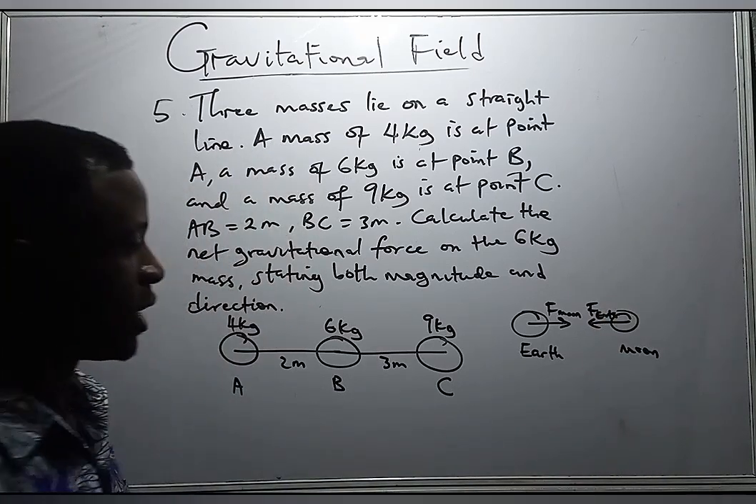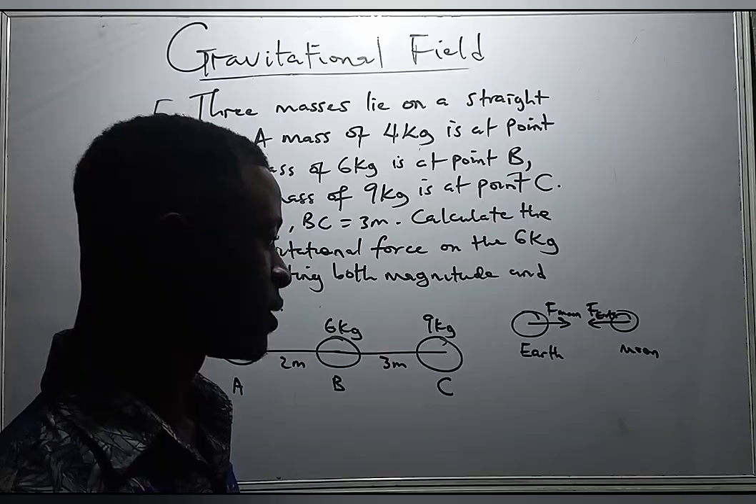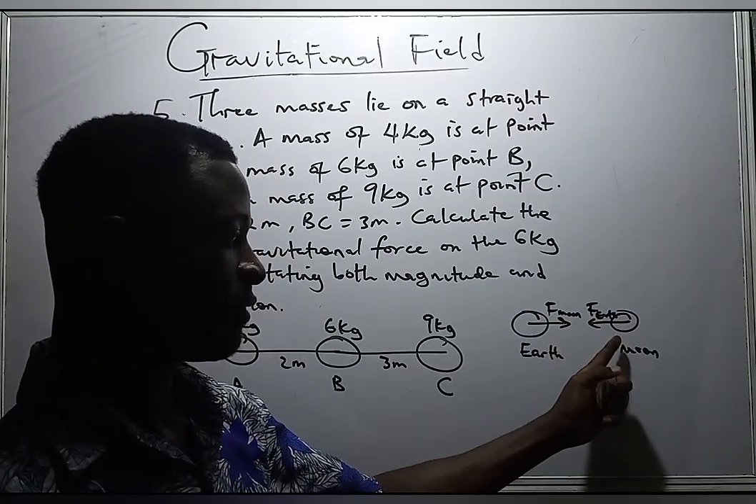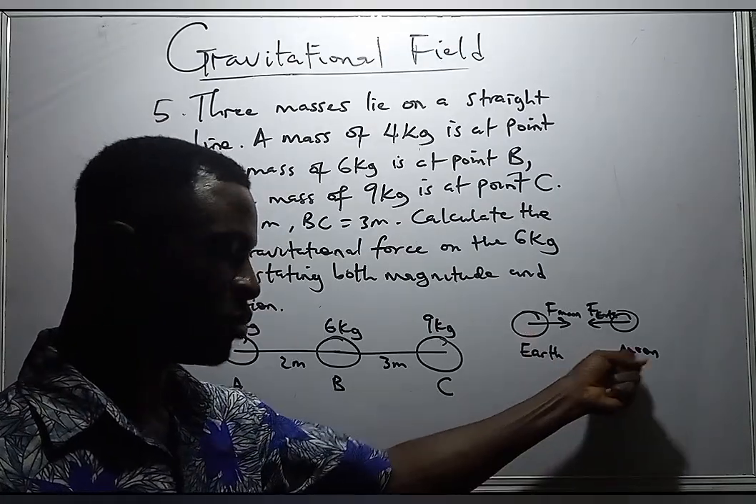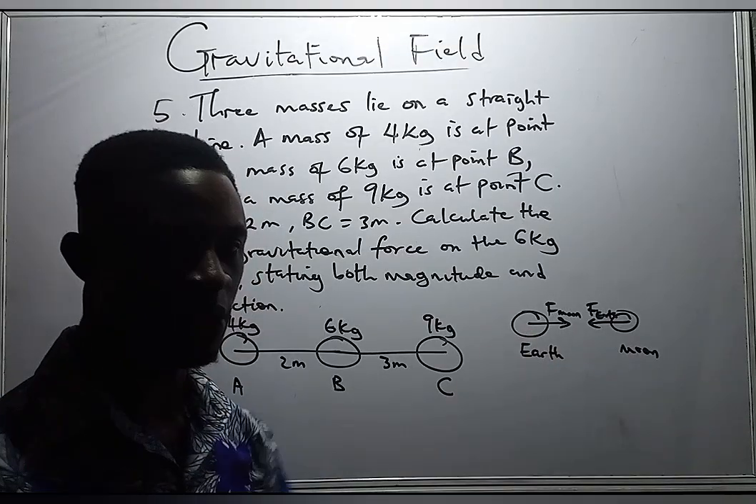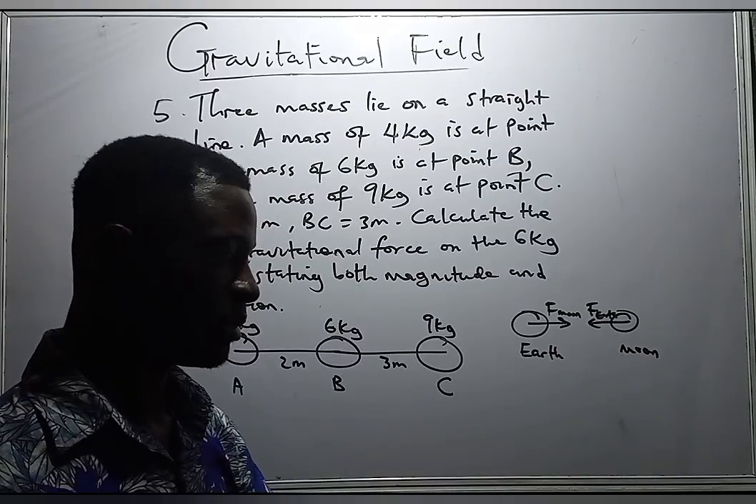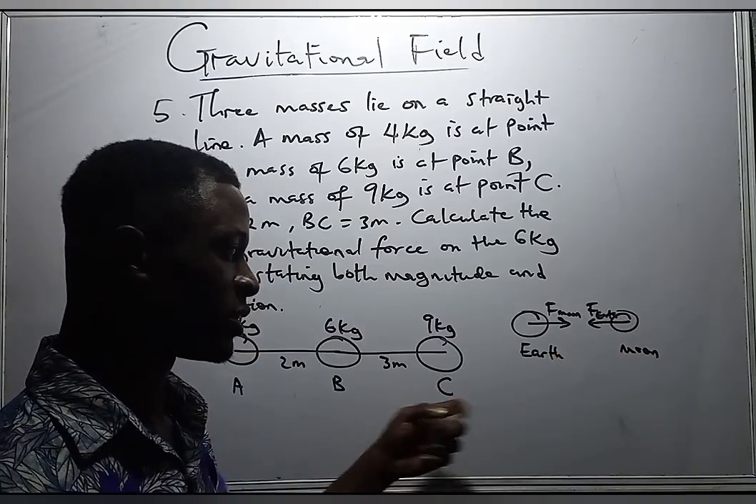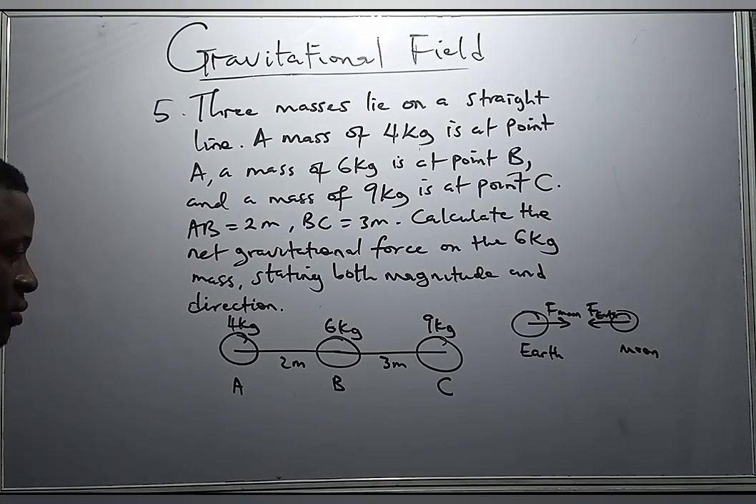So now, the Moon is exerting a force on the Earth that is attracting the Earth towards it, while the Earth is exerting a force on the Moon that is attracting the Moon towards it. The Earth is pulling the Moon towards itself, and the Moon is also pulling the Earth towards itself. They are exerting the same amount of force on each other, but in opposite direction. So now, having understood that, let us come here.